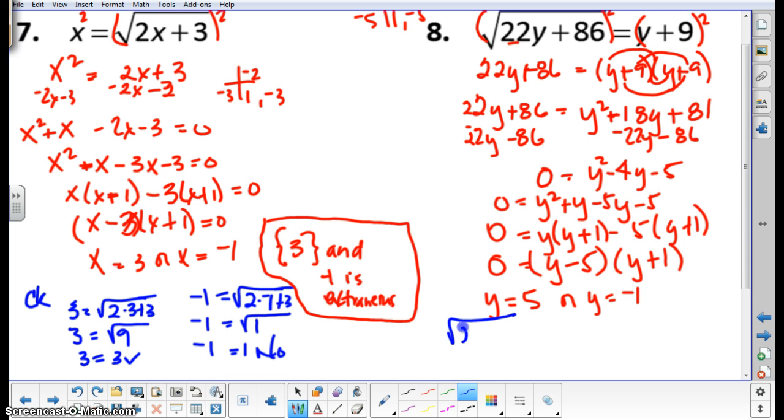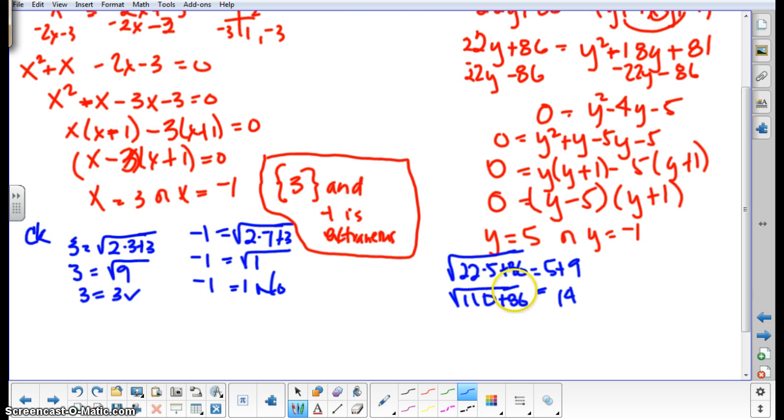Square root of 22 times 5 plus 86, that seems like an awfully big number, is equal to 5 plus 9. So 22 times 5 is 110, and 5 plus 9 is 14. So 110 and 86 is the square root of 196, and the square root of 196 is indeed 14. So that one checks.